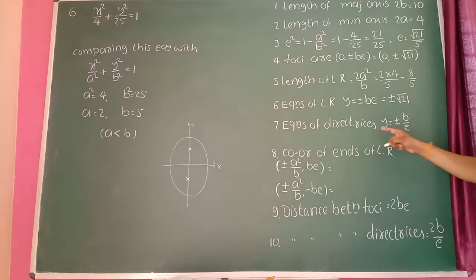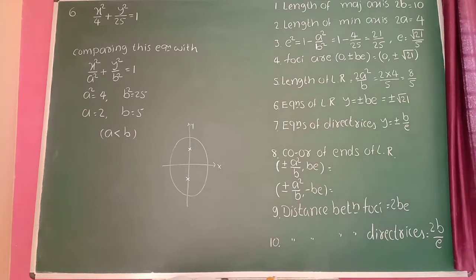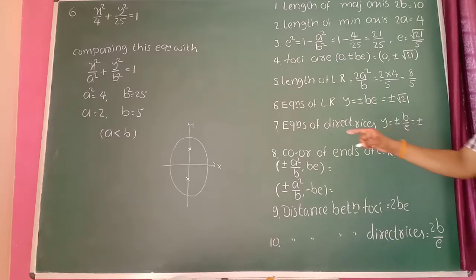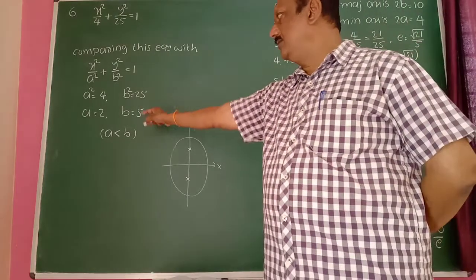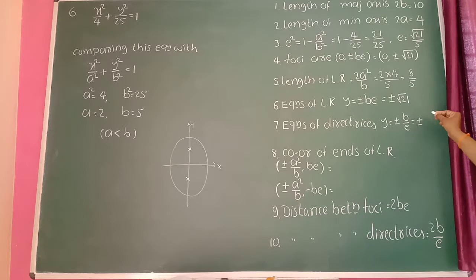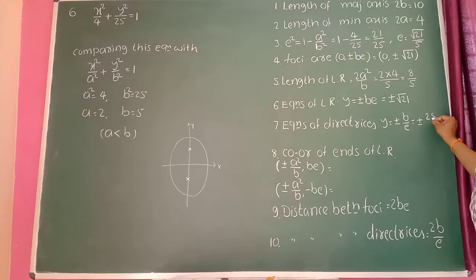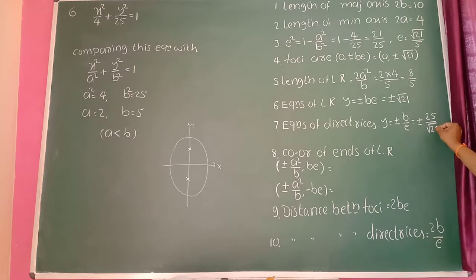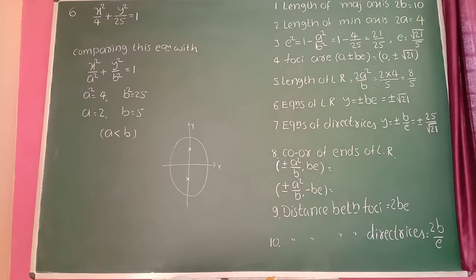And the equations of directrices are y is equal to plus or minus b upon e. Therefore, plus or minus, b value is 5 and e value is root of 21 by 5. 5 goes to the numerator, 5 fives are 25. So 25 divided by root of 21 is the equations of directrices.